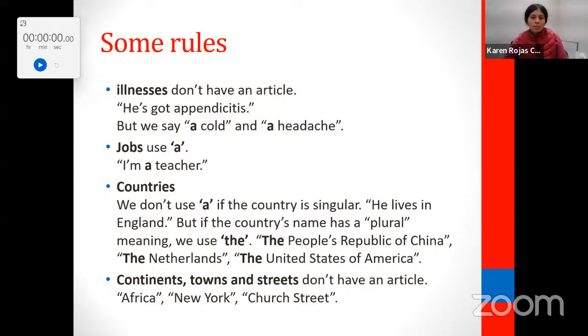Illness. Illnesses don't have an article. He's got appendicitis, but we say a cold, a headache. Jobs use a. I am a teacher. Countries, we don't use the if the country is singular. He lives in England. But if the country's name has a plural, meaning we use the People's Republic of China, the Netherlands, the United States of America. Continents, towns, and streets don't have an article. Africa, New York, Church Street.